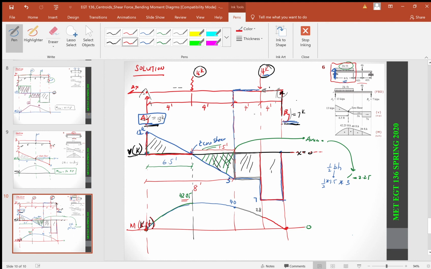I hope this helps. If you have any questions, please just email me, and I'll be happy to explain how things work. But this takes some practice, and I strongly encourage you to practice more and more, because you're going to need this information when you start designing beams. It's very important to know your maximum shear force and your maximum bending moment. In this case, your maximum bending moment is 42.25 kip feet.